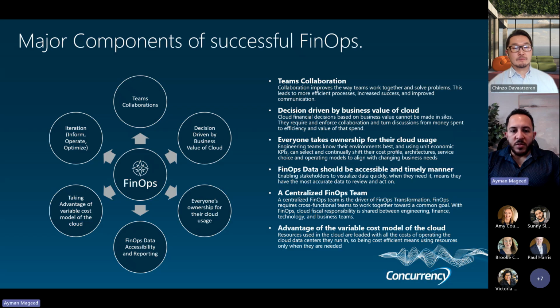So what are the major components of successful FinOps? I kind of went into it on the foundational elements. These are some additional areas: inform, operate, optimize. Those are the three FinOps core characteristics from the FinOps Foundation. But as you go into this, I won't drain the whole slide.